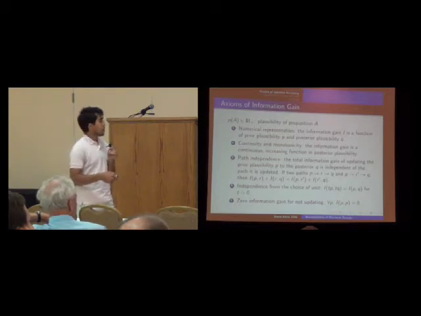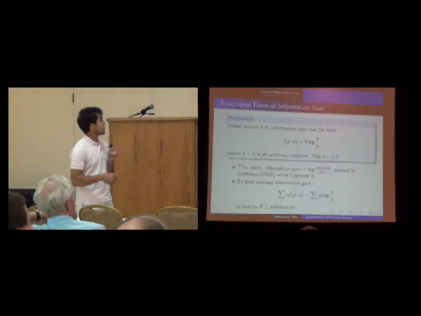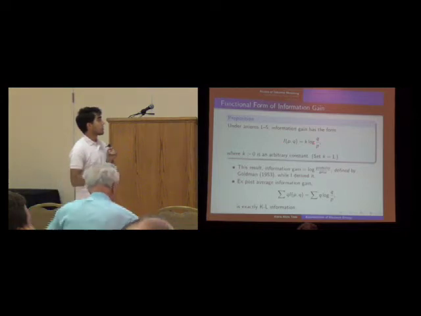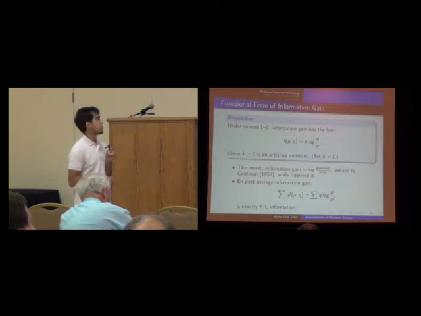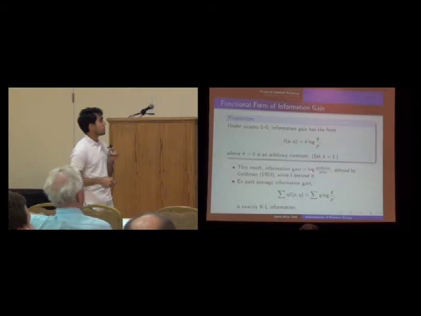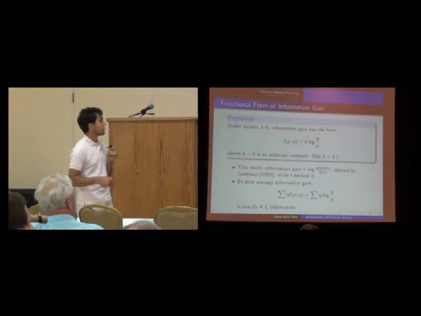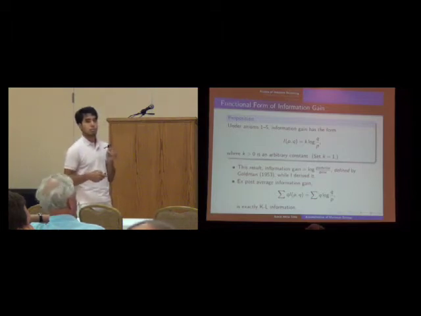Alright. So from these axioms, I can show that the information gain has to take the form constant times log of posterior divided by prior. And the constant k is irrelevant, so I just set k equal to 1, as long as it's positive, it doesn't matter. This result, information gain equal to log of posterior divided by prior, is defined in the book of Stanford Goldman, Information Theory, in 1953. It's just defined in this way, but as you can see, it's possible to axiomatize it.